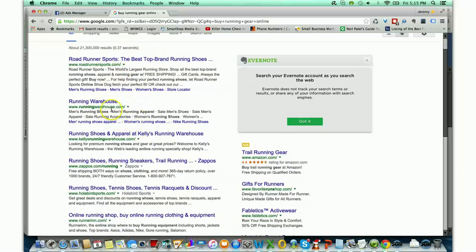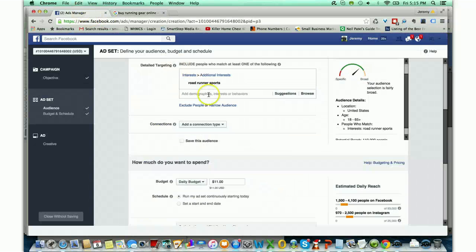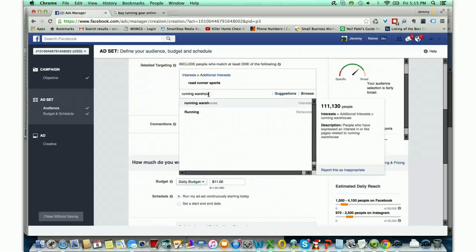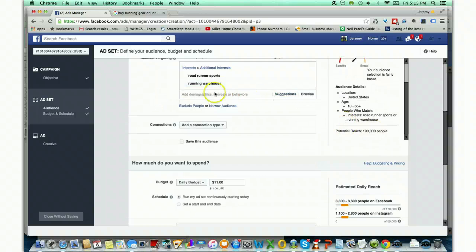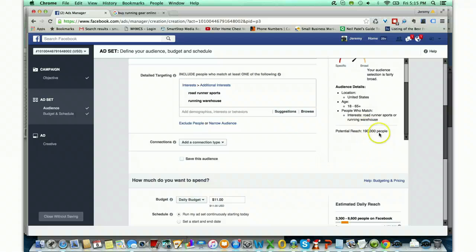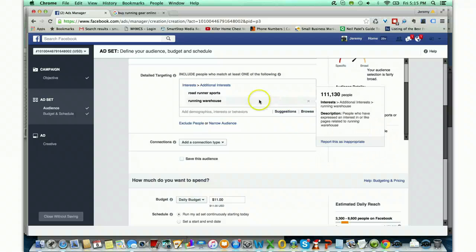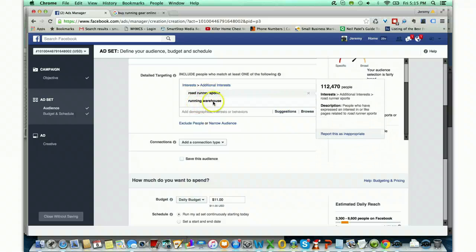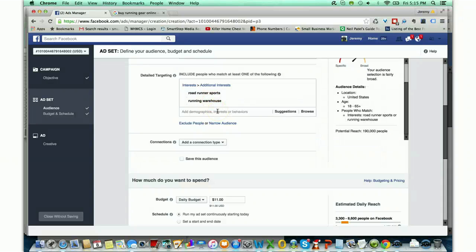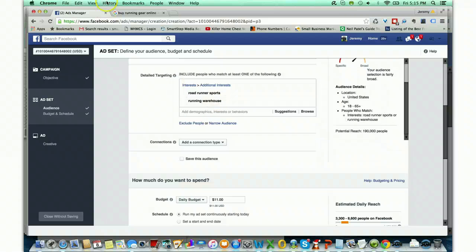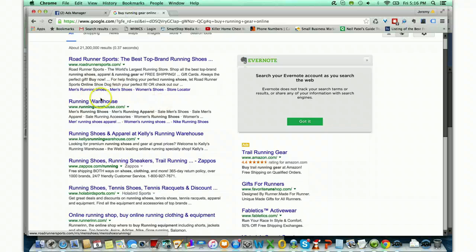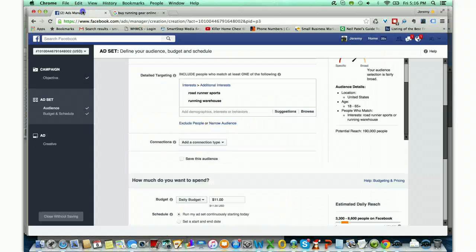If I go down another one, I see Running Warehouse. Again, it shows up, all right? Now, what I look for here is my audience size is real nice and tight. It's not too big, it's not too small, which means these are pretty good targeted interests, okay? So just in a short period of time, I found two websites I can target and put my running product in front of people who are already looking, who already know these online brands that sell running products. All right, so let's take a look at another example.